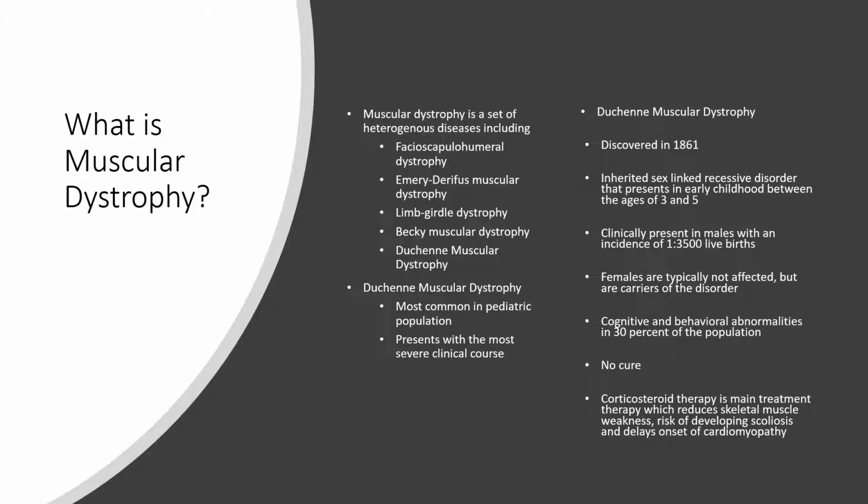Some other facts: it was discovered in 1861. Usually presents and is diagnosed in children aged 3 to 5. It affects about 1 in 3,500 live male births. Females are typically not affected by the disorder. And like I said, there's no cure for Duchenne's muscular dystrophy.